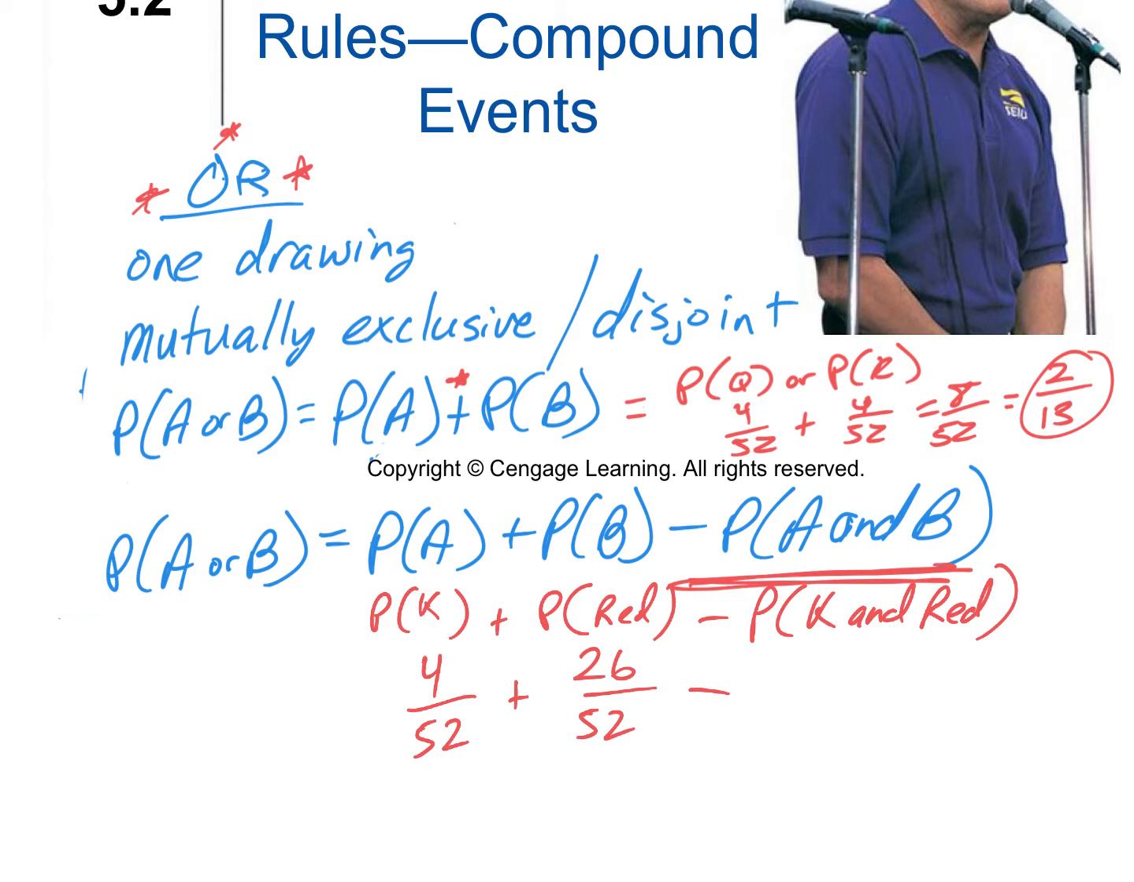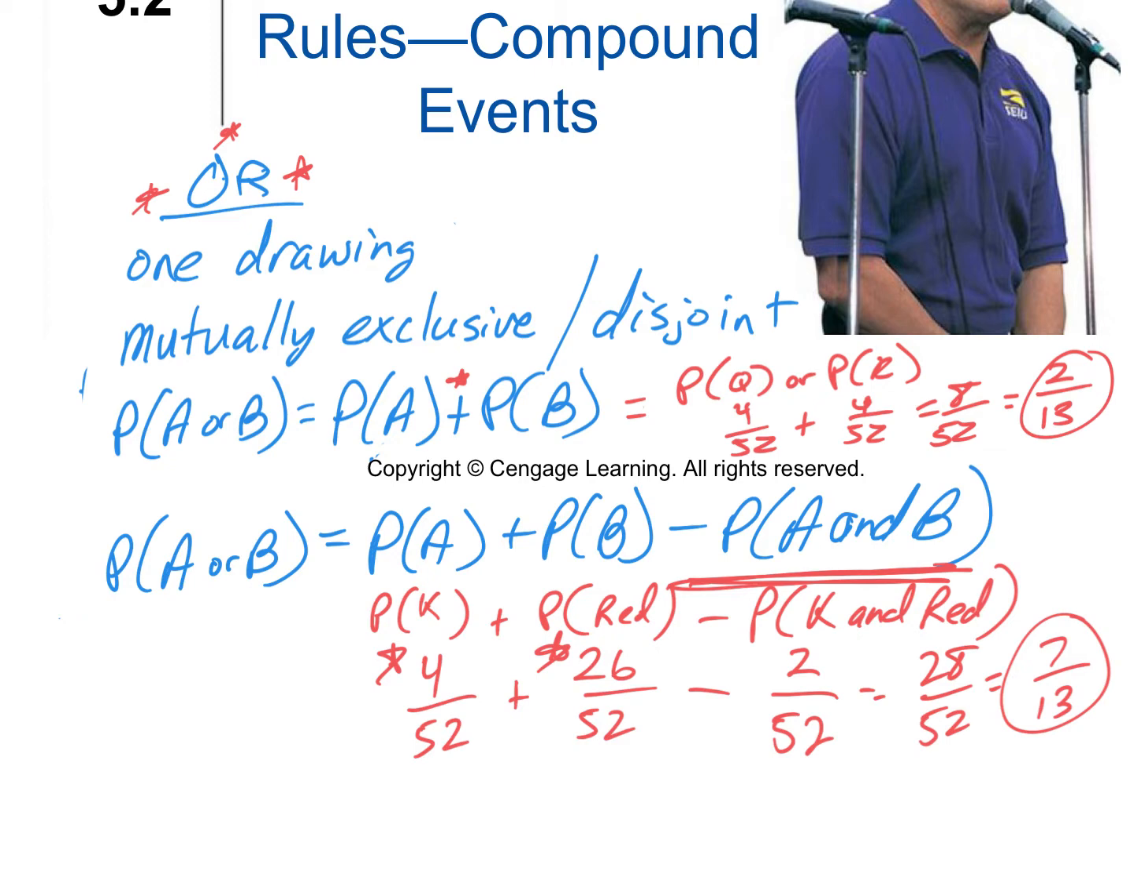Heart king, diamond king. So there's 2 of them. We got to subtract, because if you think about it, aren't the 2 red kings here? And aren't the 2 red kings there? You've counted them too many times. So you're taking it away. So this is going to be what? 30 take away 2, so that's 28 over 52. Take out a 4, 7 over 13.